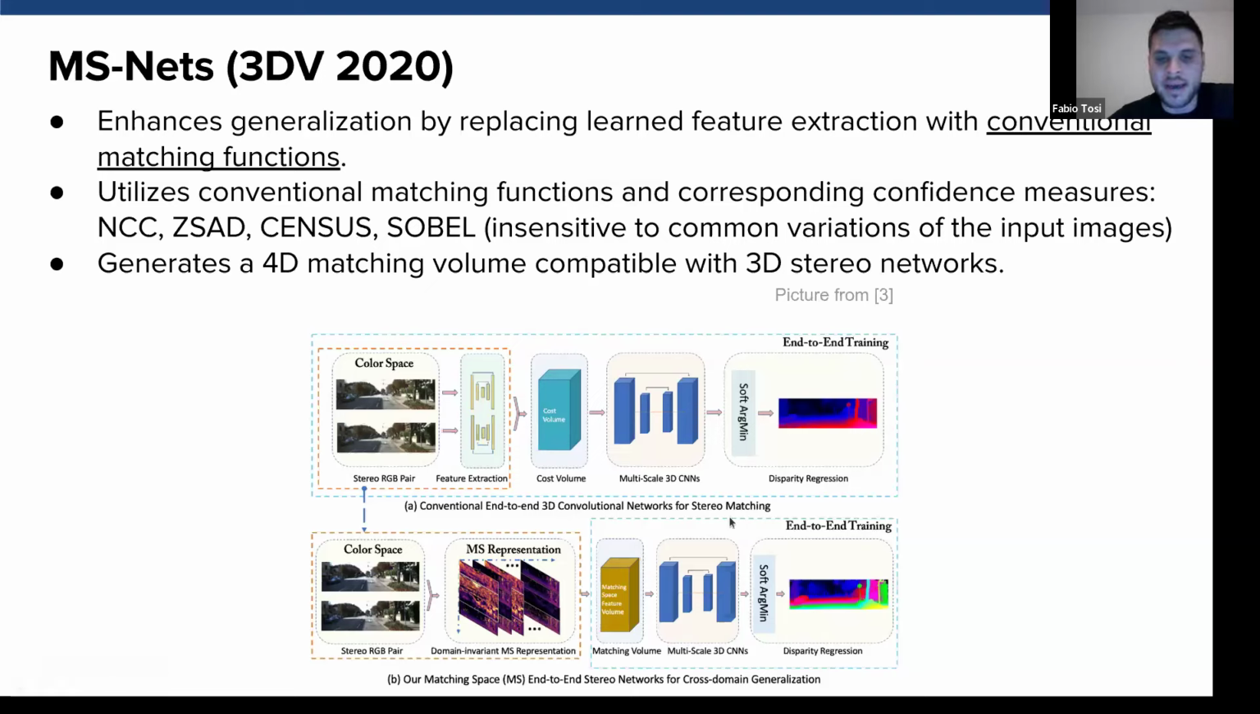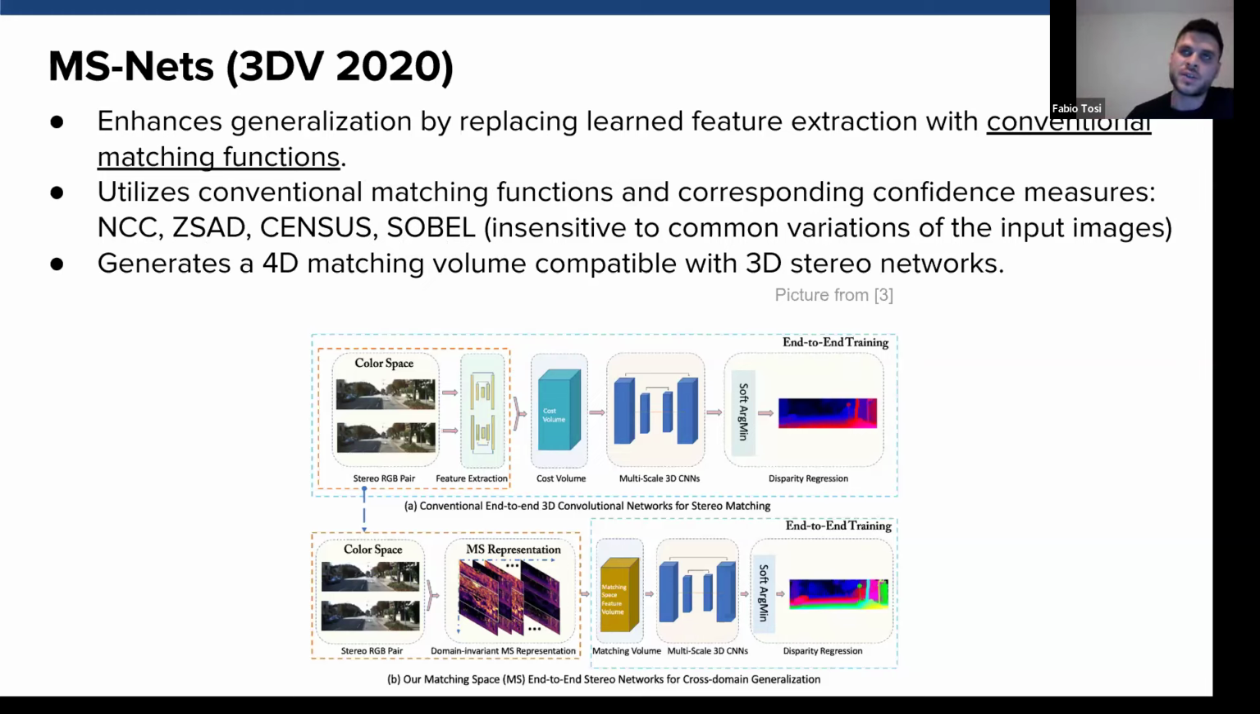At the top, we have a standard conventional end-to-end 3D convolutional network composed of a feature extraction module, the cost volume computation, then the cost aggregation and the disparity regression. In this case, the authors just replace the first part, the learned feature extraction module, with these conventional matching functions. So they just move from the color space to the matching space. More specifically, the authors use four different matching functions: normalized cross-correlation, zero-sum of absolute difference, the census transform, and also the absolute difference of the Sobel operator. We know these are insensitive to common variations of the input images, and they are really robust across any environment because they are not learned. So they are non-parametric matching functions.